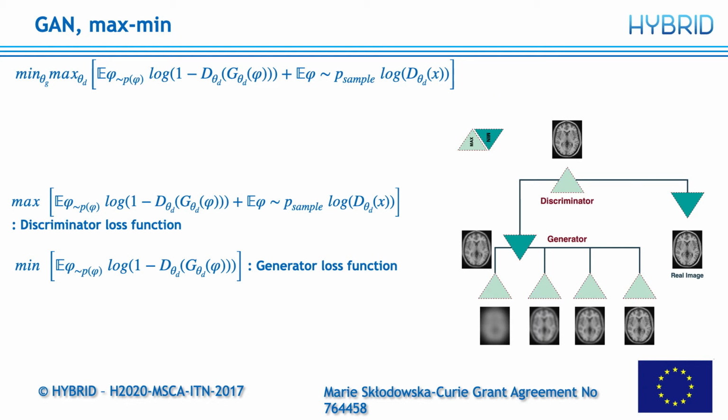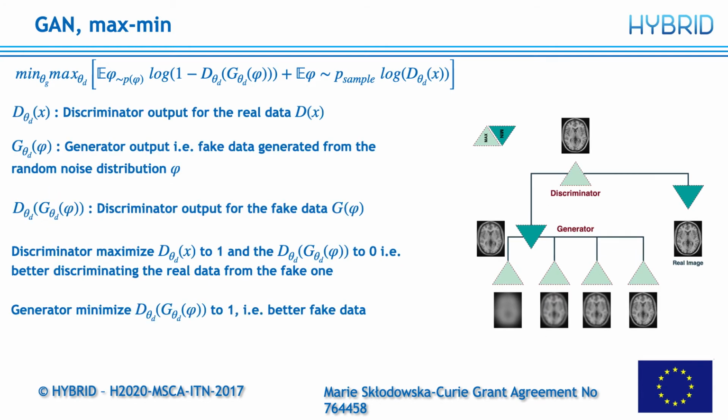On the top, the equation for min-max for a GAN is shown. In the equation on top, D_θd(x) is the discriminator output for the real data x. G_θg(φ) is the generator output, which means fake data generated from the random noise distribution φ.